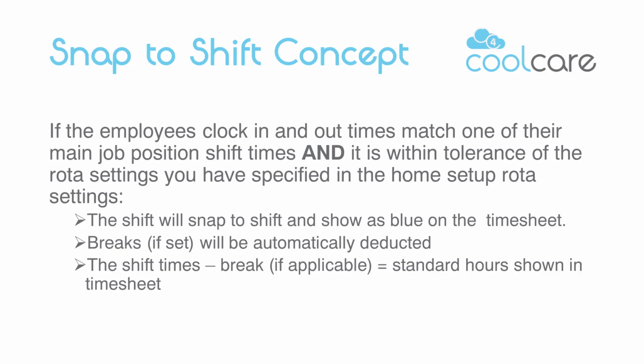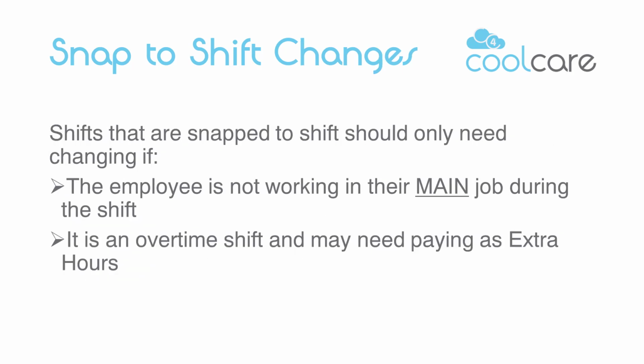If the employee's clock in and out times match one of their main job position shift times set up in shift definitions, and it is also within tolerance of the rota settings, then the shift will snap to shift. This will show blue on the timesheet. Any breaks set within the definitions will be automatically deducted, and therefore the shift times minus break times will show as the standard hours in the timesheet.